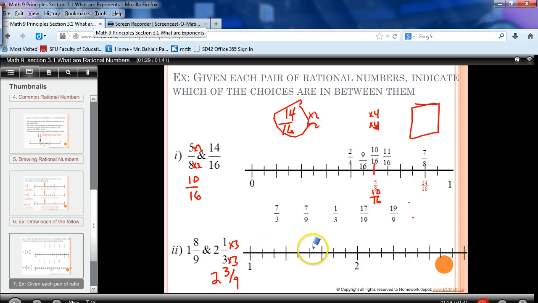So, where would 1 8/9 be on here? 1 1/9, 2/9, 3/9, 4/9, 5/9, 6/9, 7/9, 8/9. 1 8/9. This is 2 3/9. 2 1/9, 2/9, 3/9, 2 3/9. Which one of these fractions here are going to be in between those two? Here and here. The ones that are already over 9 or under 9 you can figure out, but the ones that aren't you need to convert. So this one here is an improper fraction. I would turn it into a mixed number to make it easier. 7 goes into 3 twice, with 1 left over, so that's 2 1/3. This is 7/9. And 19 over 9 is 9 goes into there twice with 1 left over, so that's 2 1/9.